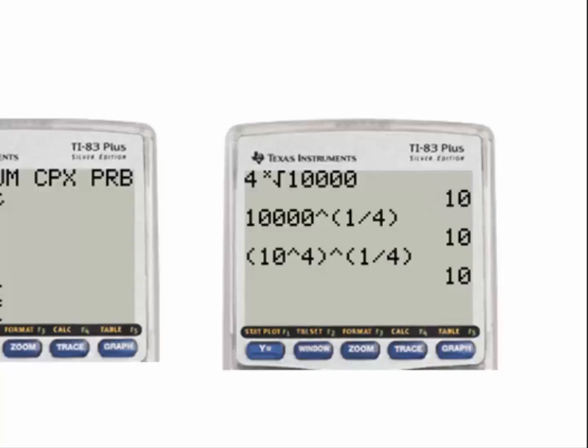This is also the same thing as taking 10,000 and raising it to the 1/4 power. You will get the same answer, 10. And as I said before, 10 to the 4th raised to the 1/4 power: 4 times 1/4 is 1, and 10 to the 1st power is 10. So it works.